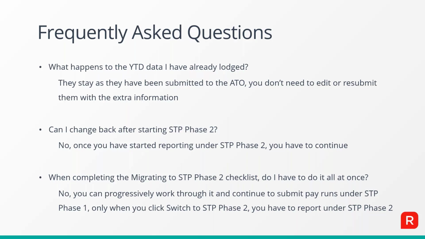And the last question there is, when completing the migrating to STP Phase 2 checklist, do I have to submit it all at once? And the answer is no. You can progressively work through it and continue to submit pay runs under STP Phase 1. It's only when you click switch to STP Phase 2 that you have to report it under Phase 2.